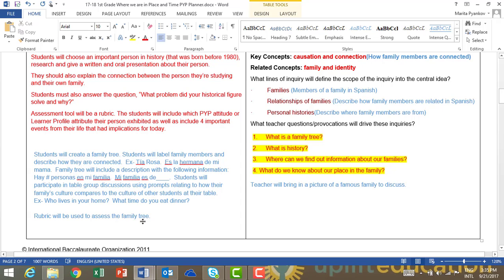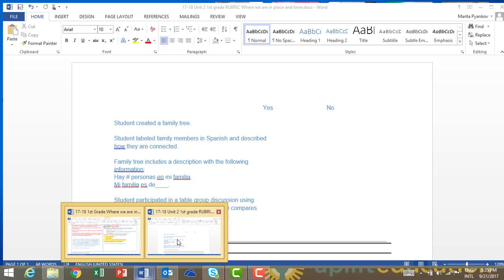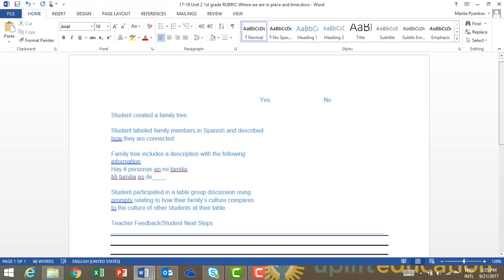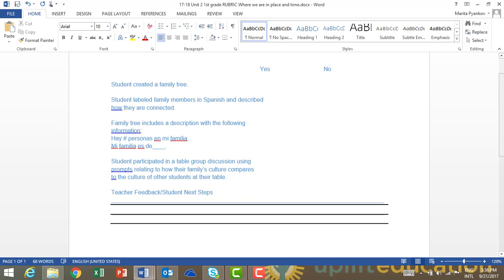Down here I have a rubric that will be used to assess this assessment. On my rubric I have written a very simple yes, no, completed or not completed. In the first grade, I feel that is usually the best way to assess, given the limited amount of time that we have together. So I have my rubric going back to things that are in our assessment.